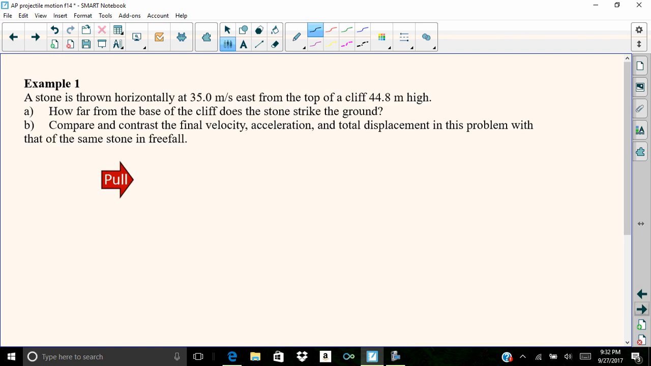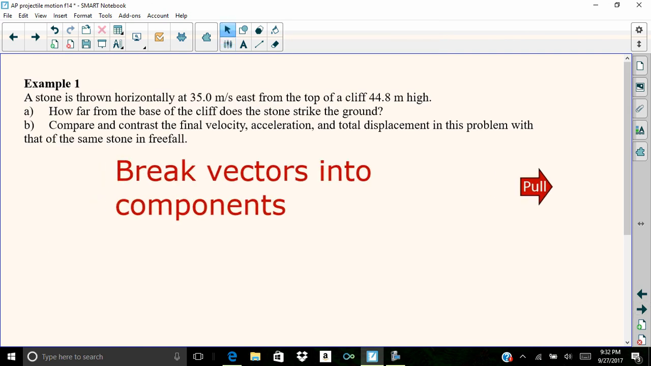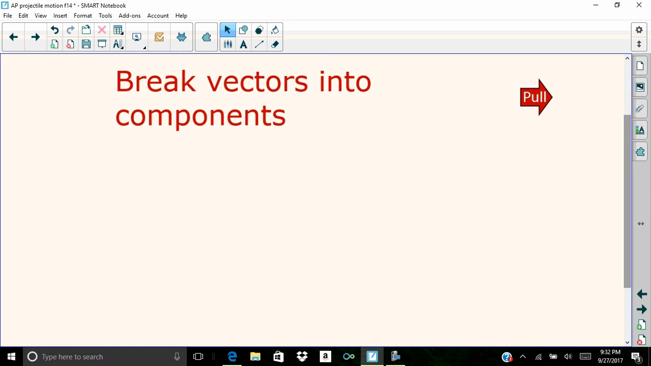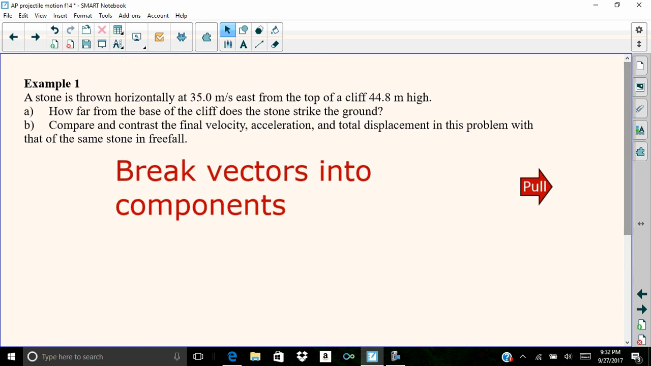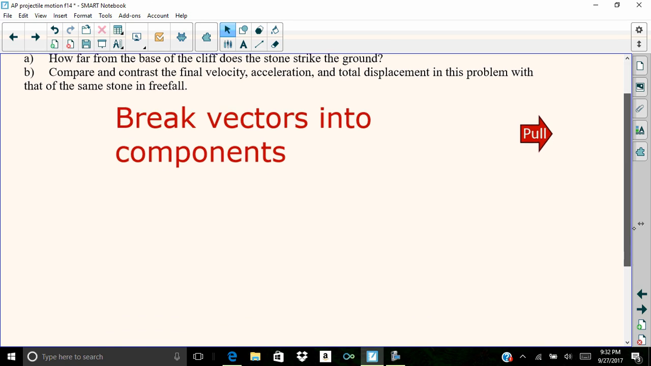Okay, the next step is for us to break our vectors into components. This is a little bit tricky. So you have to write out each vector in i hat, j hat notation. Unless you've had math analysis, you may not know how to do this. So what I'm going to do is walk you through it.